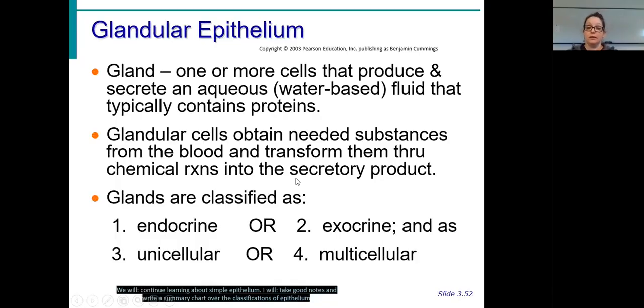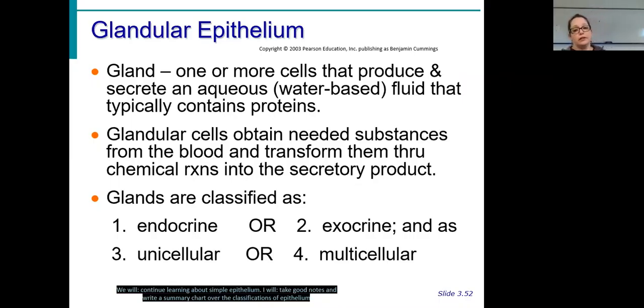The other side of epithelial tissue, instead of being a layer, they're all layers. Instead of being an absorbing filtration layer, is that we have glands, which are one or more cells that produce and secrete an aqueous, which means water soluble or water-based fluid that typically contains proteins.